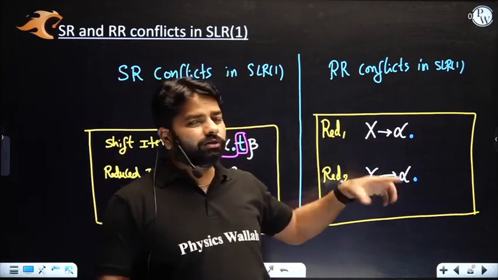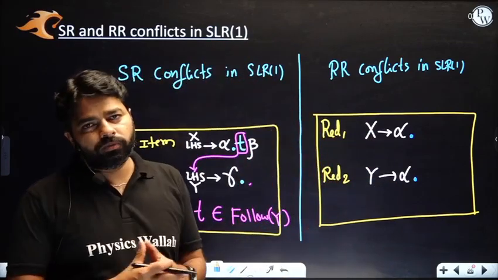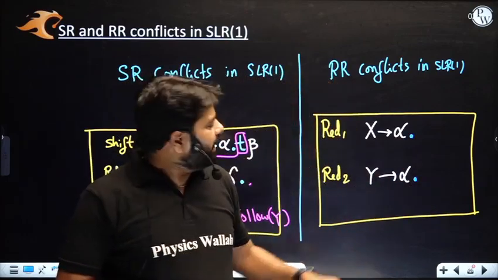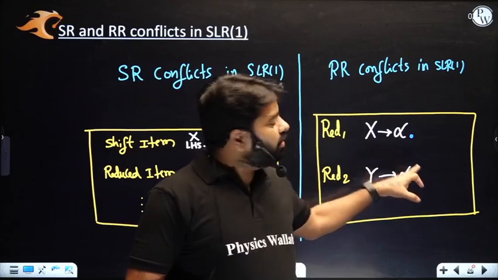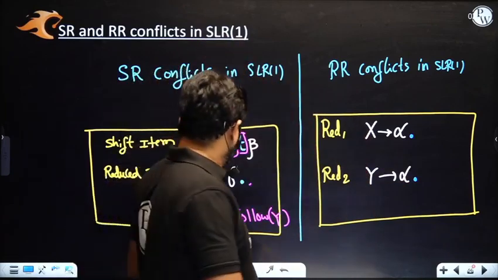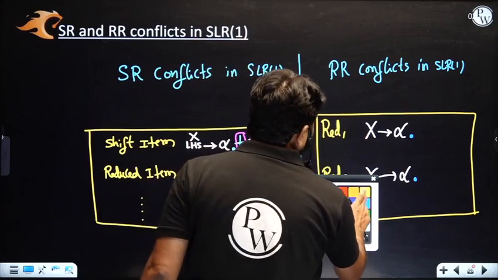You have seen two reduced items in the same state, then what do you do? After the dot, do you have the same terminal in both of them? Anyhow we don't have a terminal, so we compute follow of X and follow of Y using the follow set knowledge. What do you compute here?